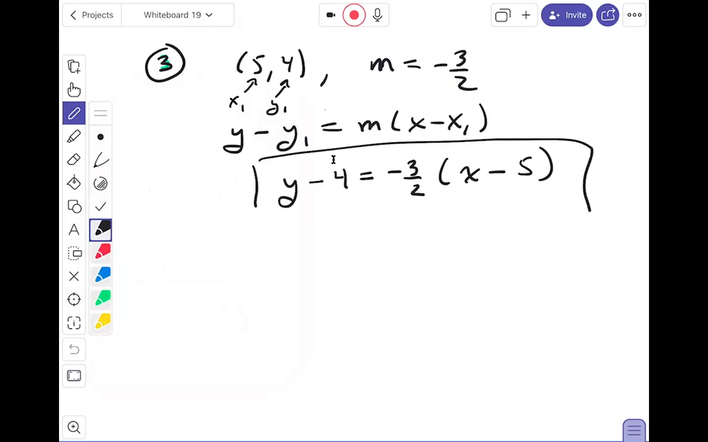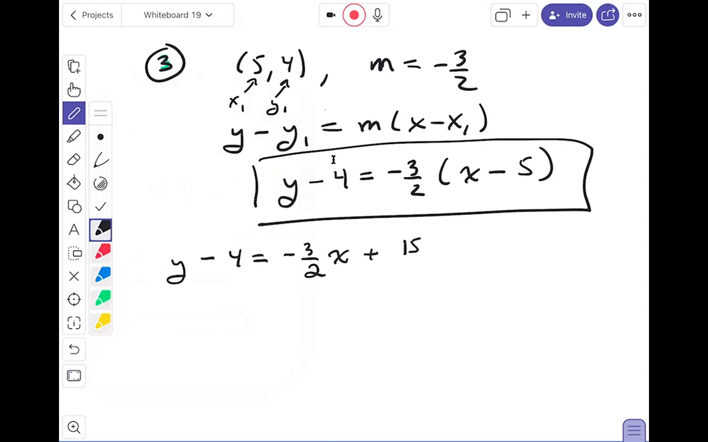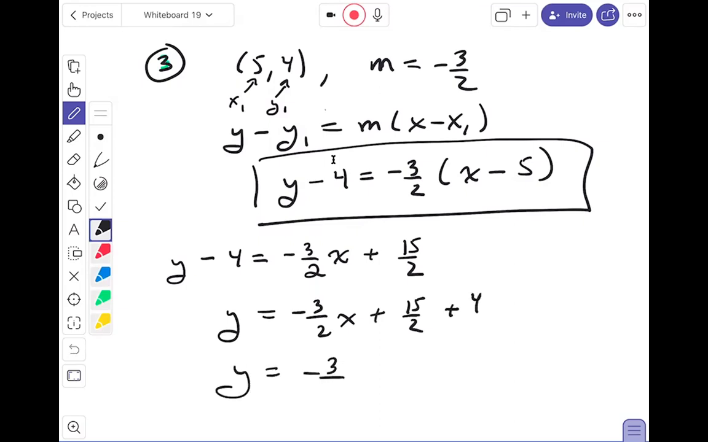We're done. I'm going to simplify it. Going to take a little effort, but we need to do it. Y minus 4. That's going to be minus 3/2 of an X plus 15/2. I'm going to solve for Y. Minus 3/2 of an X plus 15/2 plus 4. Y equals minus 3/2 of an X. Well, let's see. 15/2 plus 4. 4 is 8/2. And 8/2 plus 15/2 is 23/2.